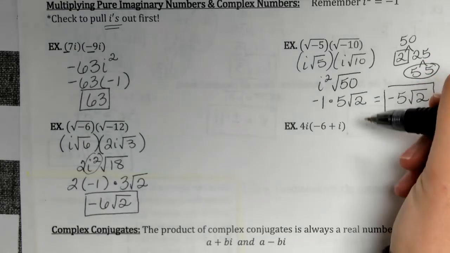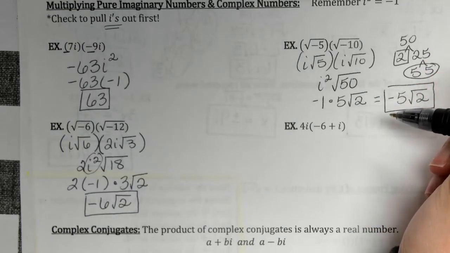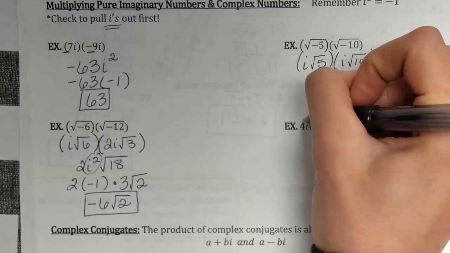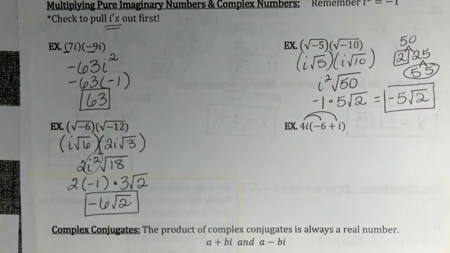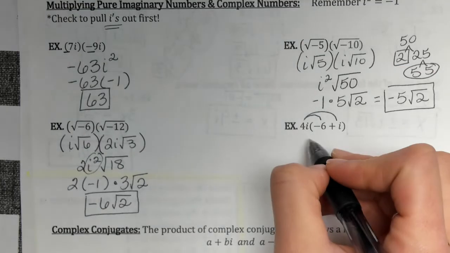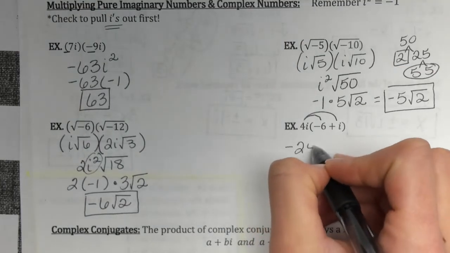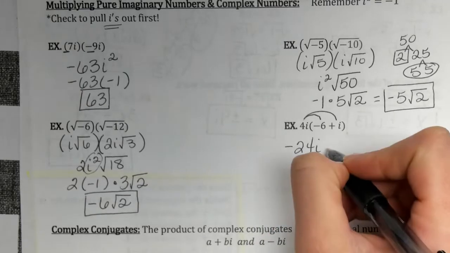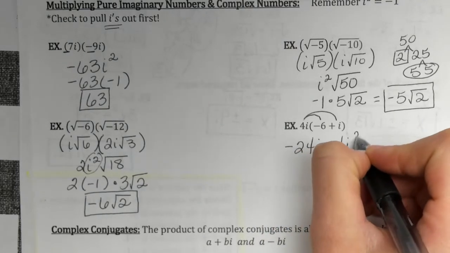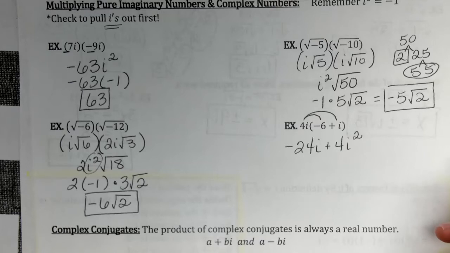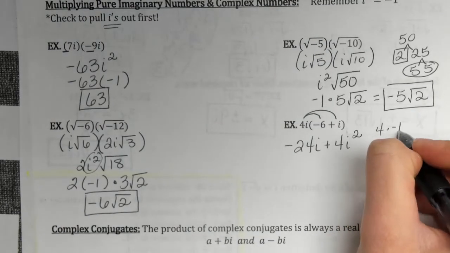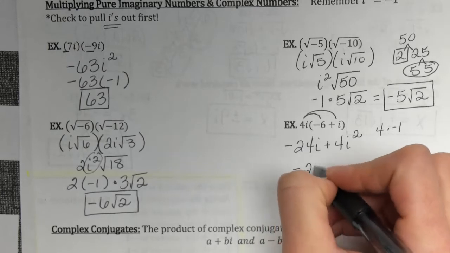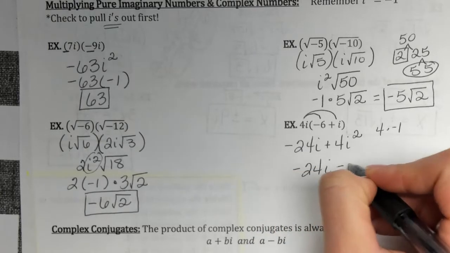Alright, now the next example, what am I going to do? Distribute 4i times negative 6 and 4i times i. So negative 24i plus 4i squared. Okay. This 4i squared is 4 times negative 1. So negative 24i minus 4.